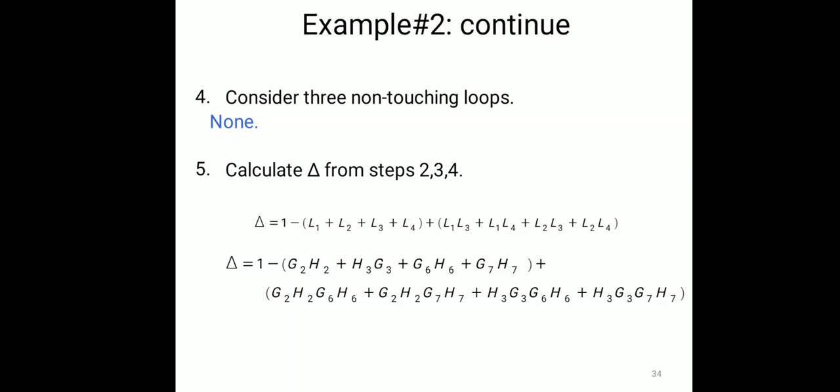So the system determinant delta is equal to 1 minus the addition of individual loop gains L1, L2, L3, L4, plus the addition of the two non-touching loop gain products, L1 L3, L1 L4, L2 L3, L2 L4. So we'll write down all the gains and we'll get the system determinant.